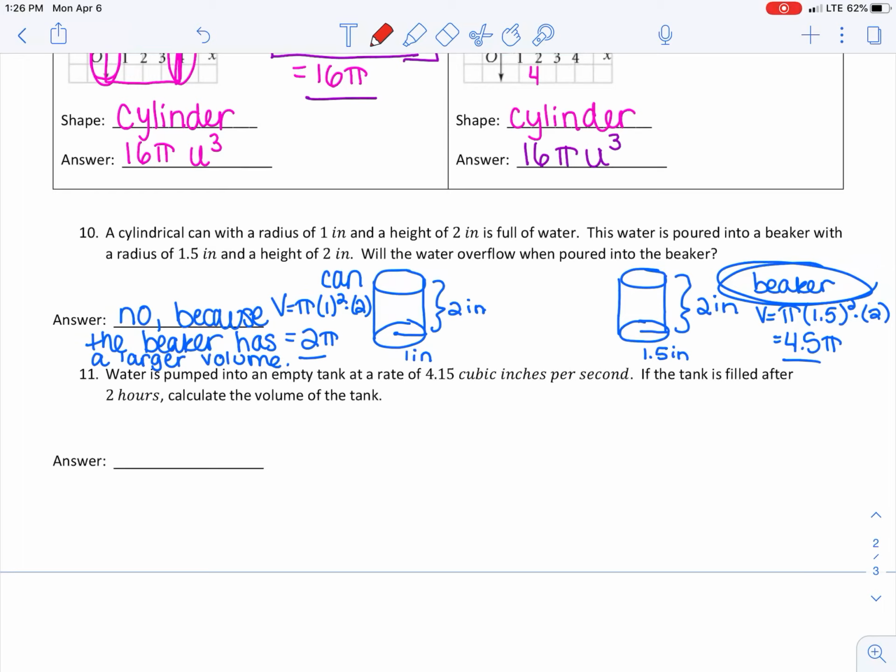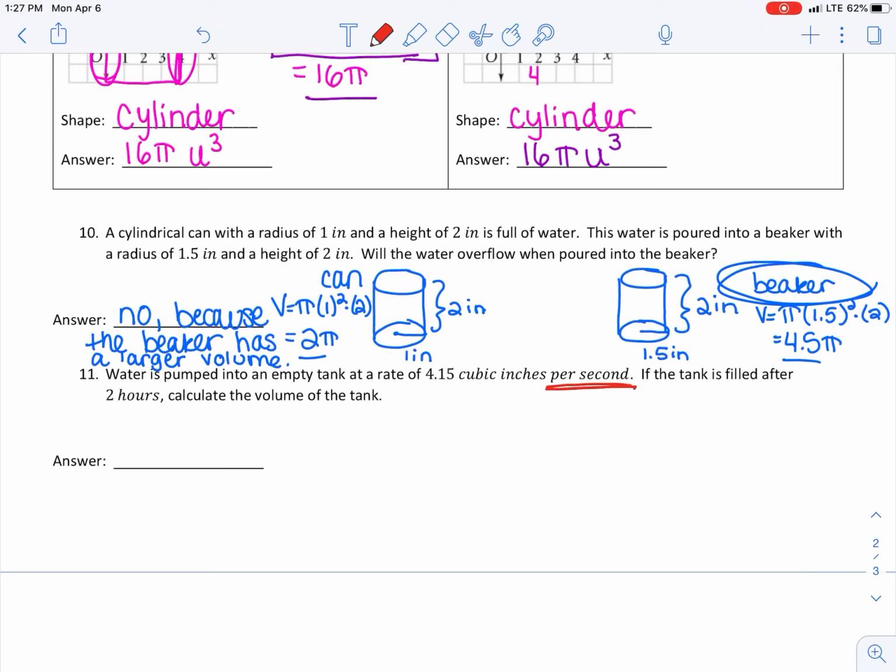All right, last question for lesson 3. So it says water is pumped into an empty tank at a rate of 4.15 cubic inches per second. If the tank is filled after 2 hours, calculate the volume of the tank. So the first issue is it's saying that it fills it at 4.15 cubic inches per second.